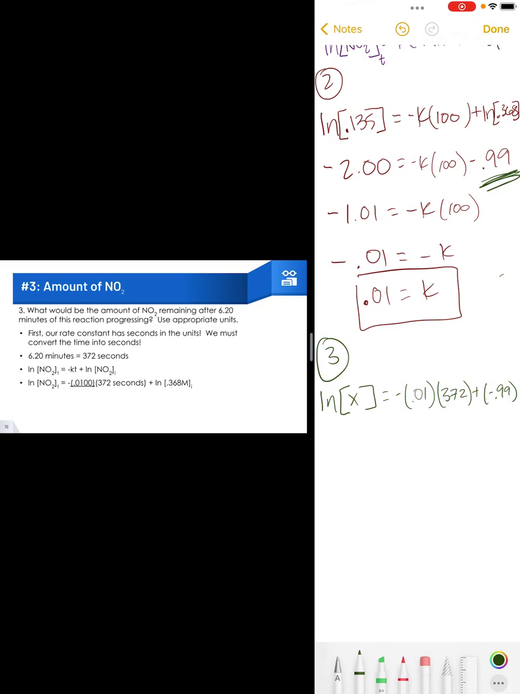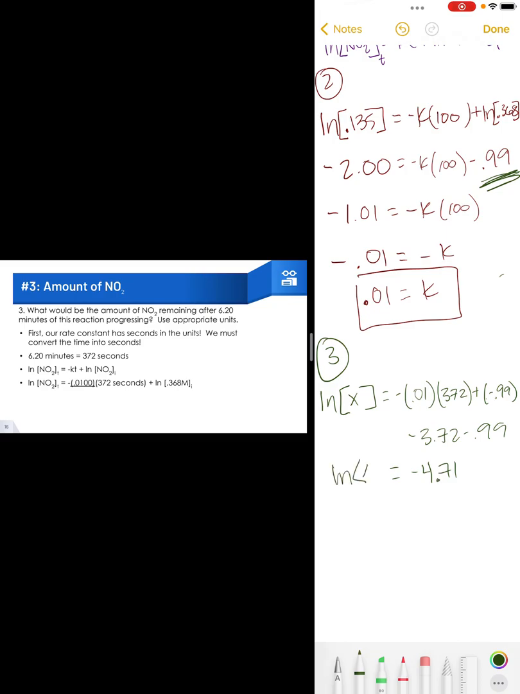Okay, so I just need to solve that right side. So I'm going to do negative 0.01 times 372. So negative 3.72 minus 0.99. That is equal to negative 4.71.